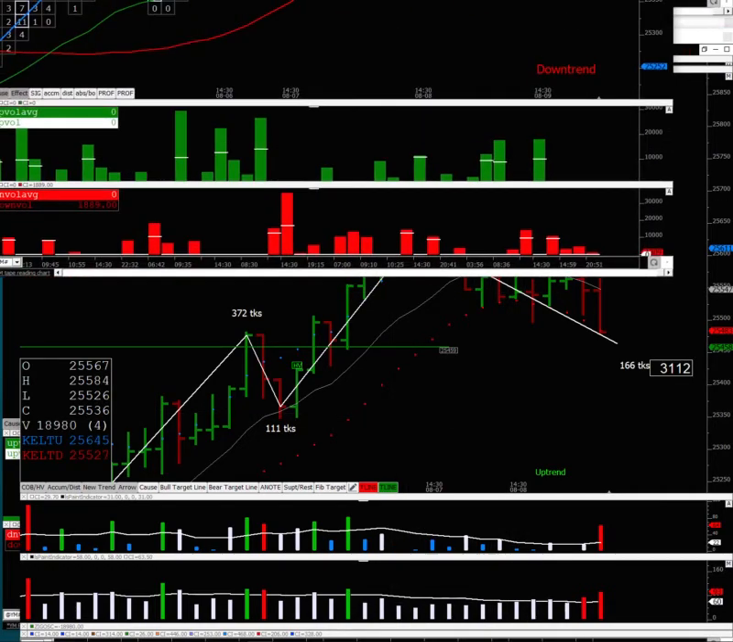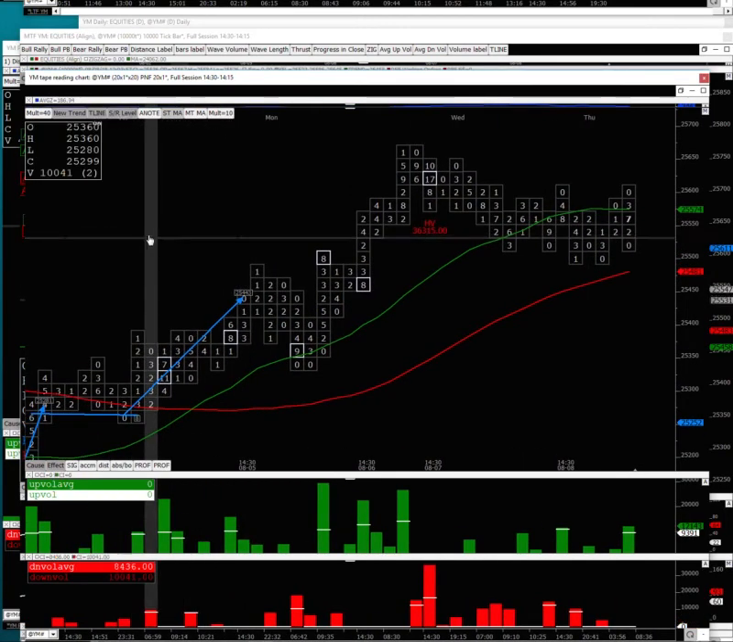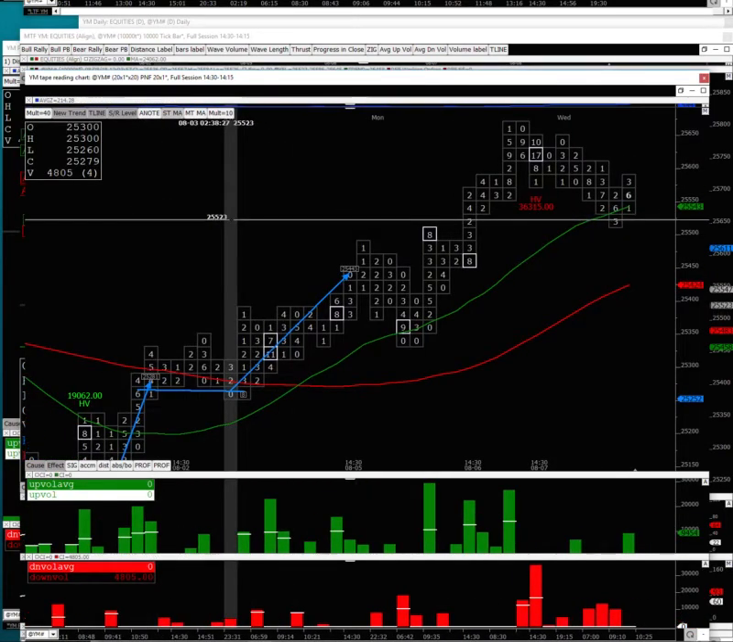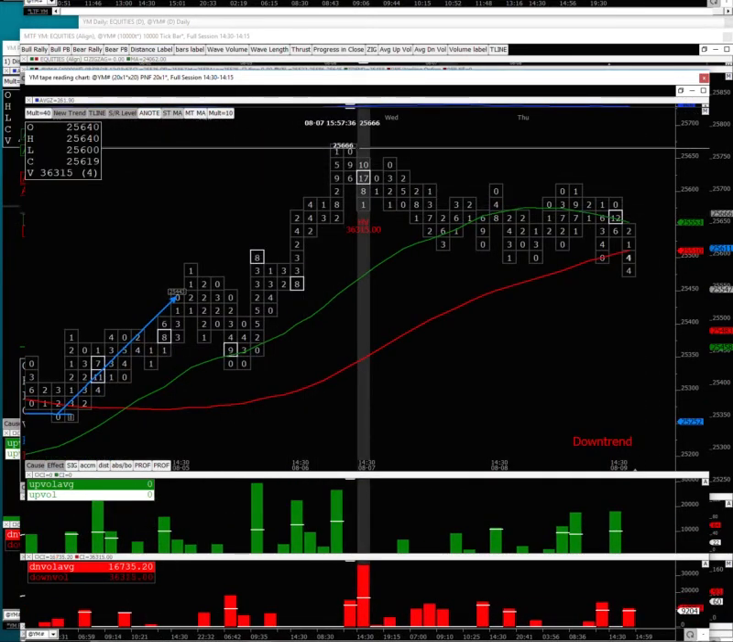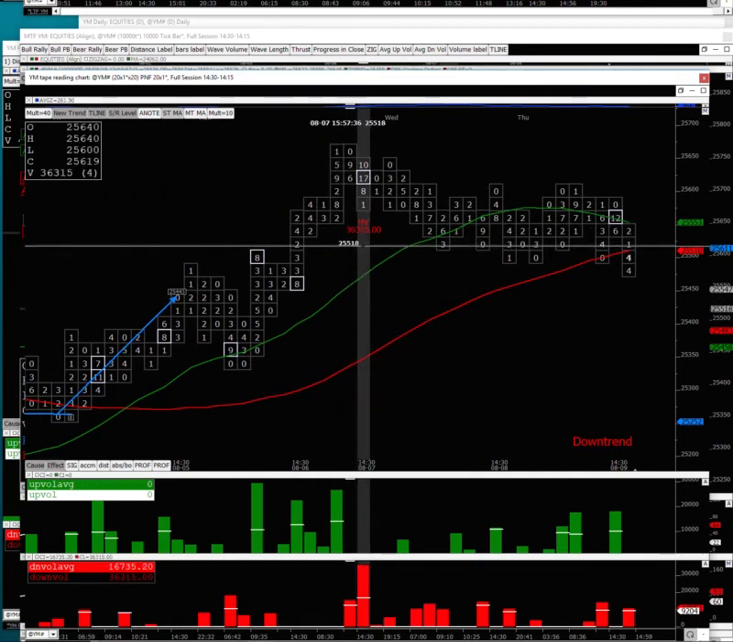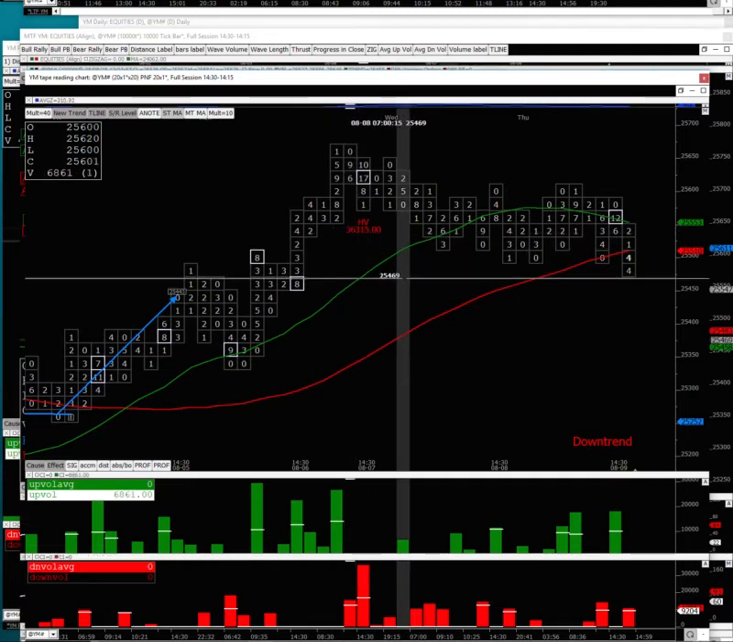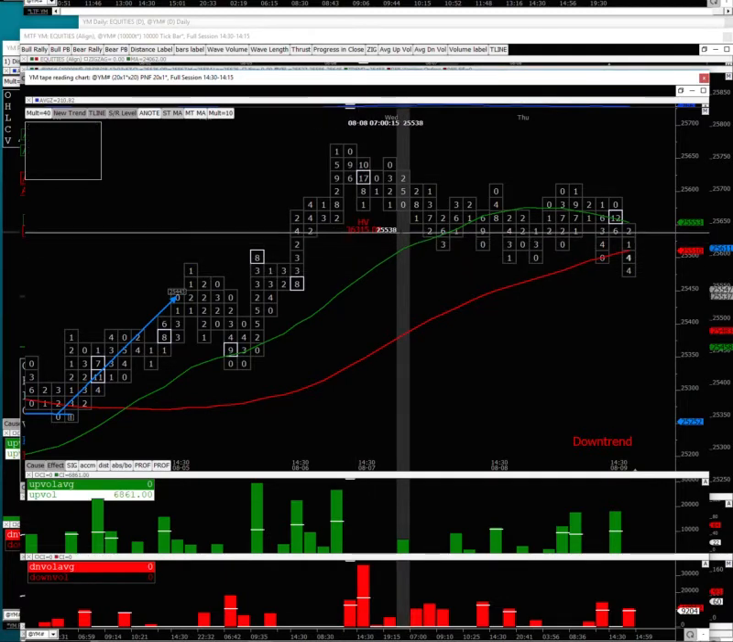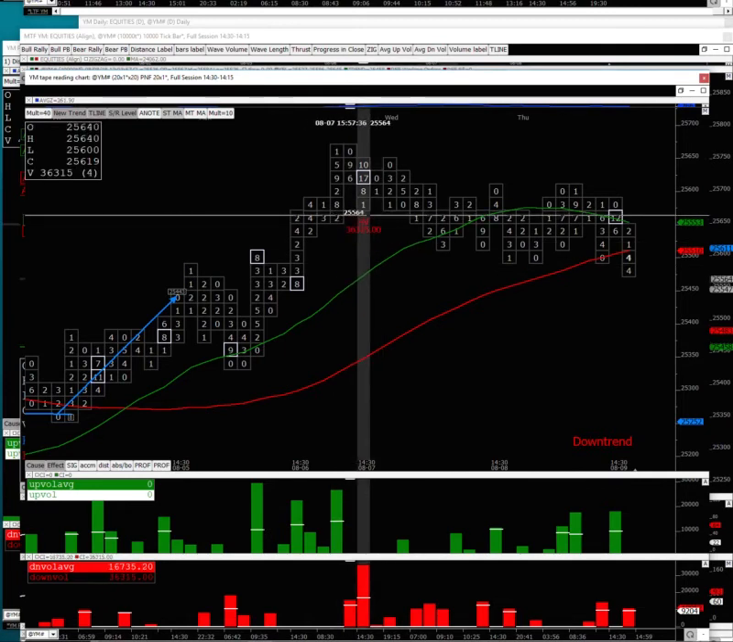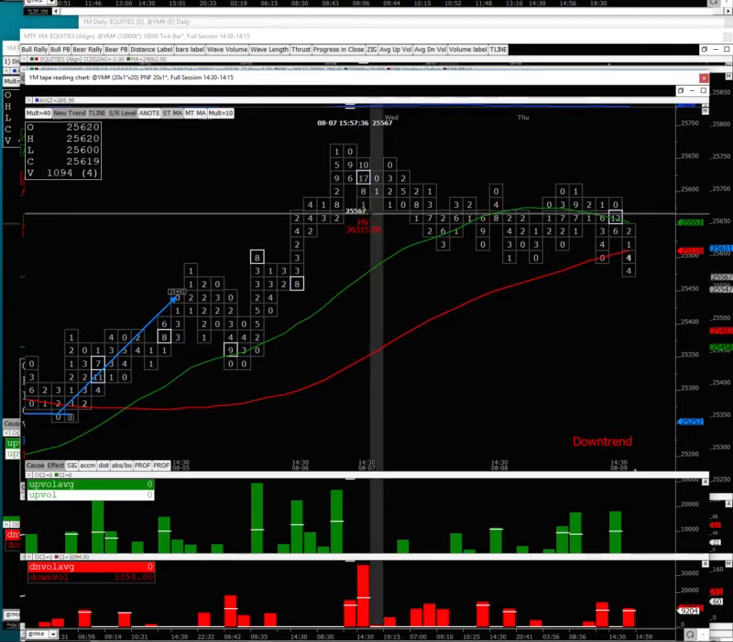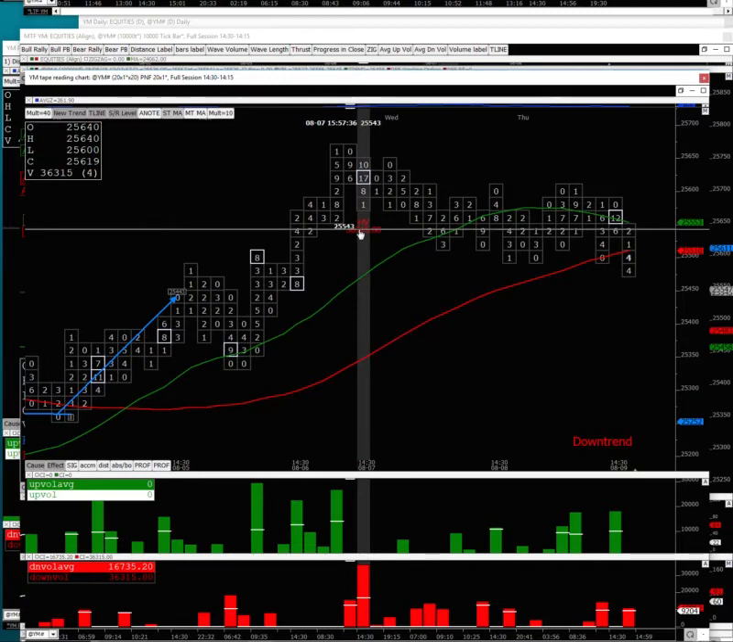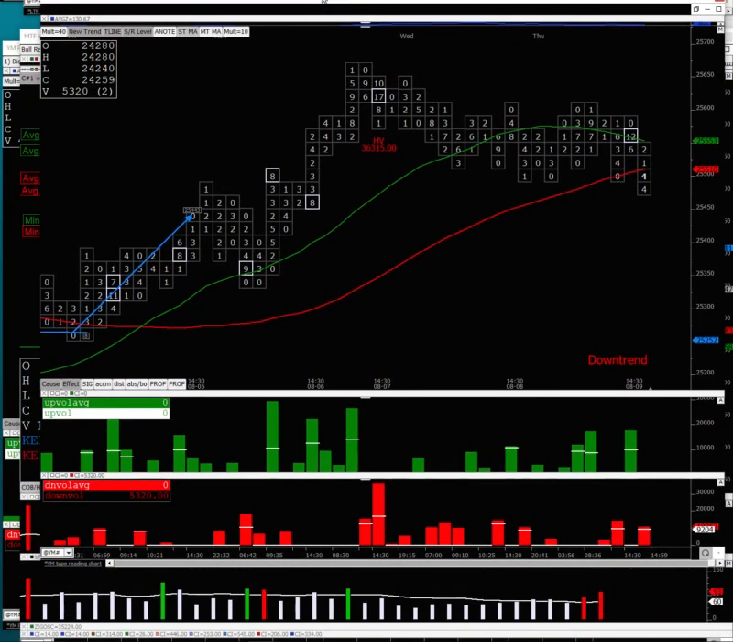I'll tell you what happened up there. Now, you can use a footprint chart, or you can use any chart, but it needs to have volume at price. On that high, these dudes came in and sold 36,315 contracts. What was the average at that time? The average was 16,735. And I think it was actually much less than that because it's counting this value. But the point is, it's very heavy selling. That's it.